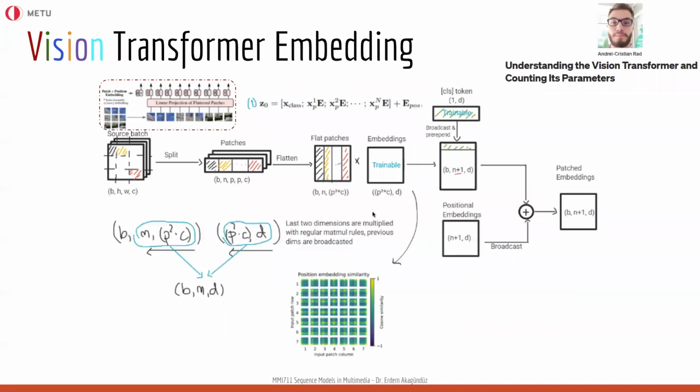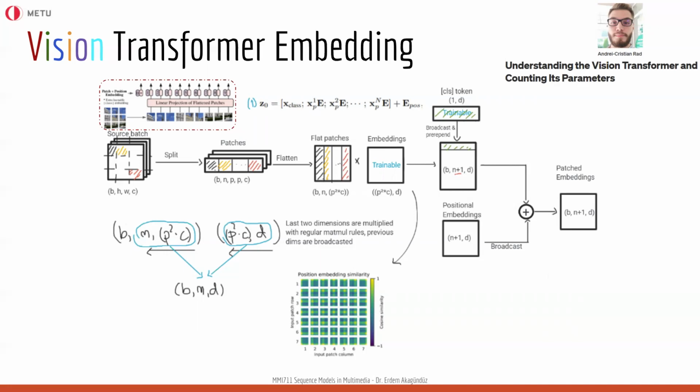Okay, let's do it. There's a very nice website from this guy. The name is Understanding the Vision Transformer and Counting its Parameters. It goes over this problem. What are the parameters and what are the steps? I'm going to go over the embedding steps of the vision transformer.